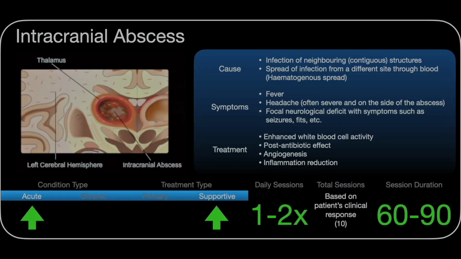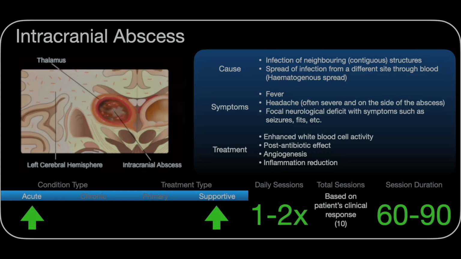The cause of intracranial abscess would rely on infection from neighboring structures or spread of infection from the blood itself. The patient could present with symptoms including fever, headache, and focal neurological deficit, with symptoms such as seizures, fits, etc.